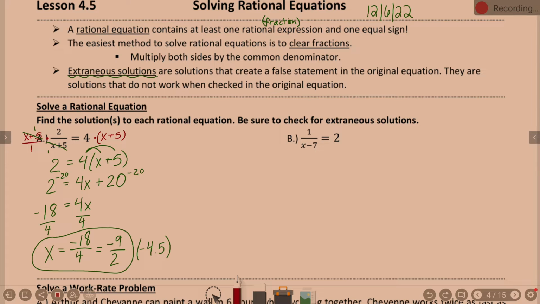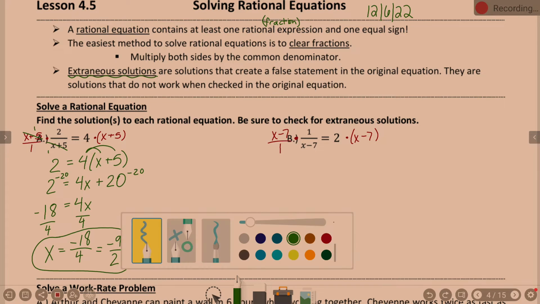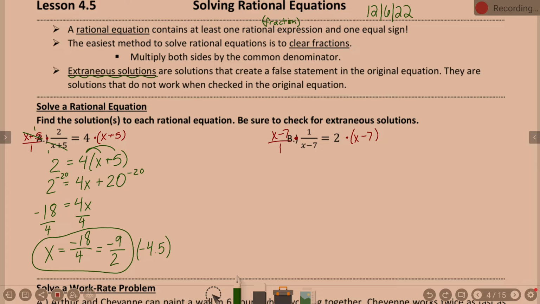Okay, since it's dividing by x minus 7, we're going to multiply by x minus 7. We're just using the opposite operation there. What I do on the left, I do on the right. On the left, when I multiply by x minus 7 on top, x minus 7 on bottom will cancel, leave me with what?